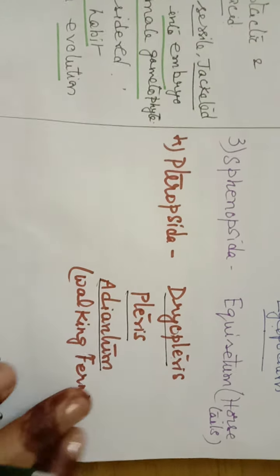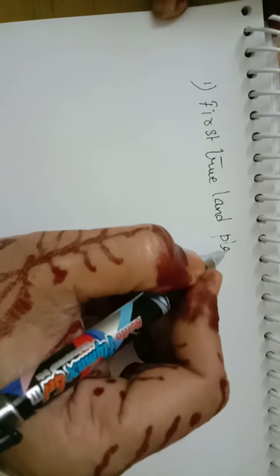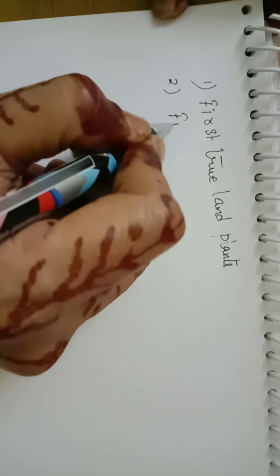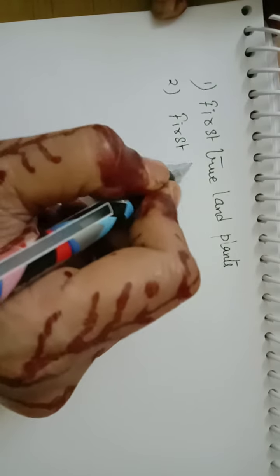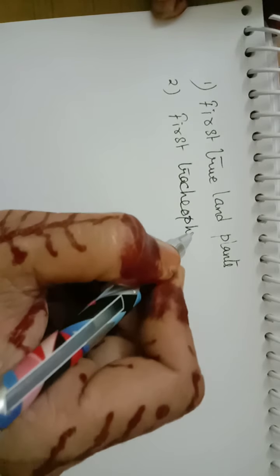Now in the end, I'll be giving you the important points which you can remember with respect to the pteridophytes. The first point you can remember is that these are the first true land plants. Then we can say these are the first tracheophytes also.